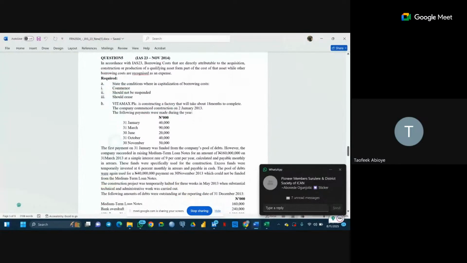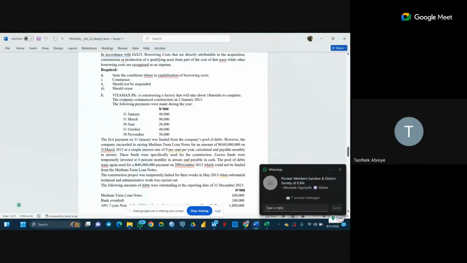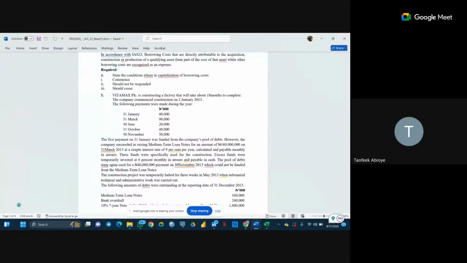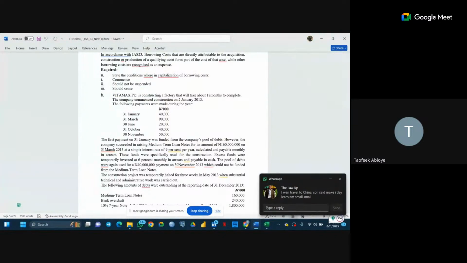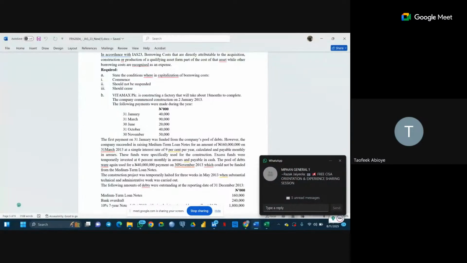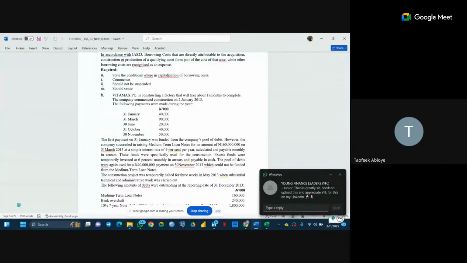So the B part. Vitamax PLC is constructing a factory that will take about 18 months to complete. The company commenced construction on 2nd of January 2013. The following payments were made during the year. Then we have the first payment, which was funded from the company pool of debt.